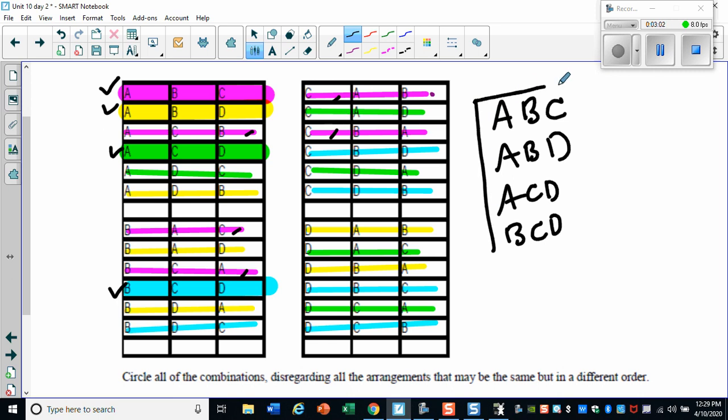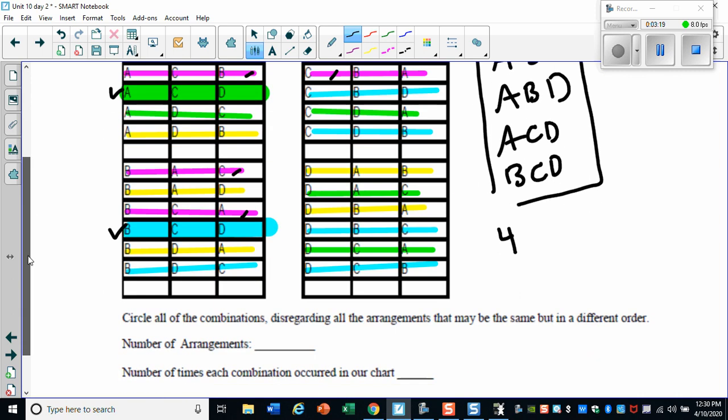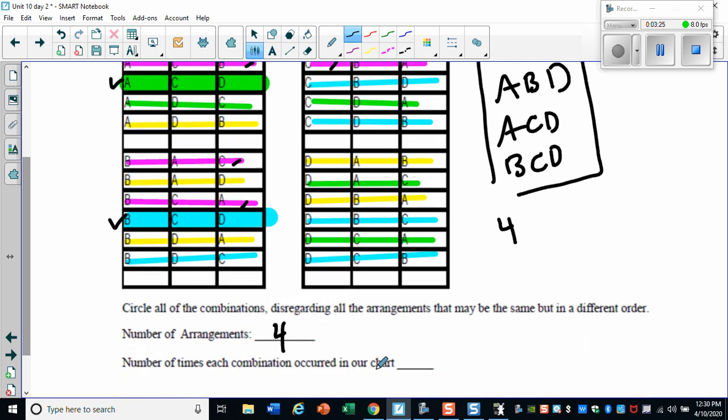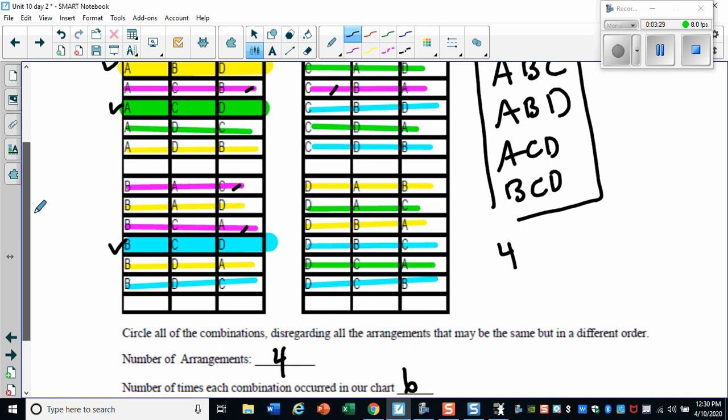So even though you have 4 people, I'm not necessarily looking to put them in chairs. I have 4 people and I want to choose 3 people to be in my group. What are the different possibilities of people to be in my group? Well, there's only a total of 4 different possibilities. Now, if you notice, how many times did each occur in our chart? Well, 6. So why did we only get 4 combinations?